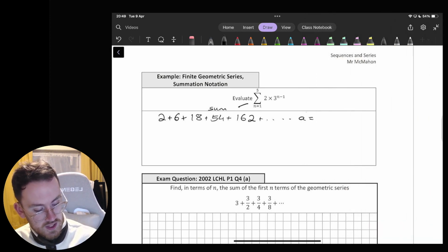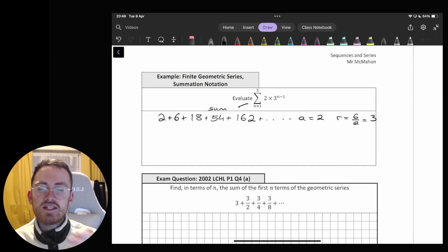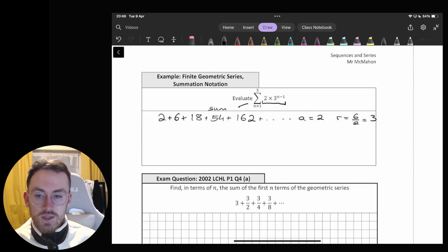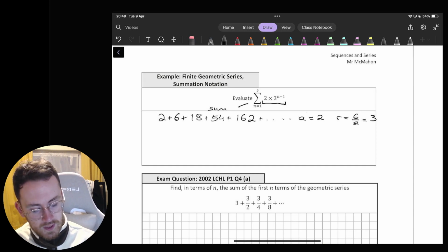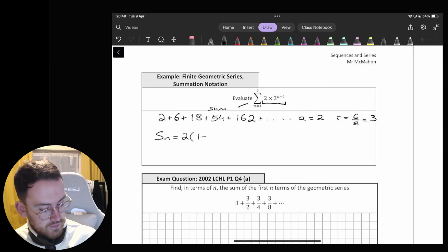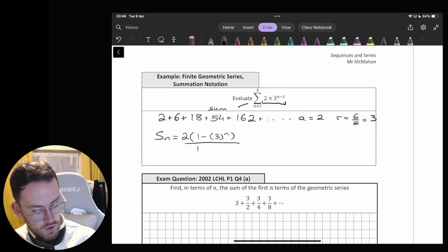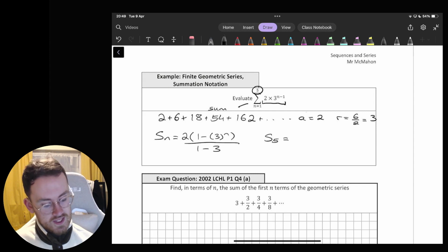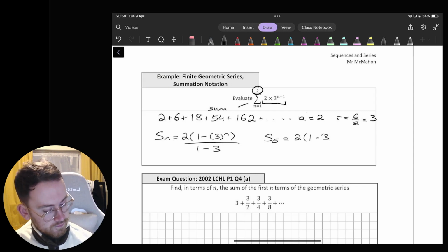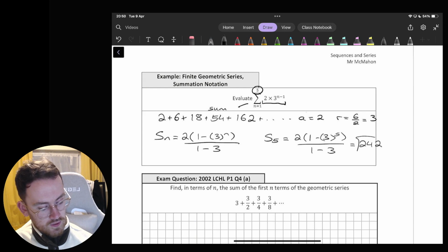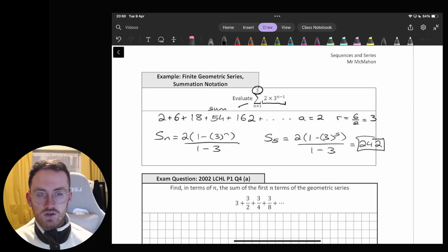Using that now to work out our initial term of 2 and our ratio of 6 divided by 2, which of course is 3, we could possibly see those from this part of the summation notation. Sometimes it's quite visible. But using now my overall sum formula for my series, I'm going to sub in those values: a times 1 minus r to the power of n, over 1 minus r. I want to find the sum of the first 5 terms, because I know I'm only looking at a sum of 5 terms based on that summation notation. So 3 to the power of 5, 1 minus 3, and that's going to give me an answer of 242 in this case. Adding up the first 5 terms brings me up to that 242.